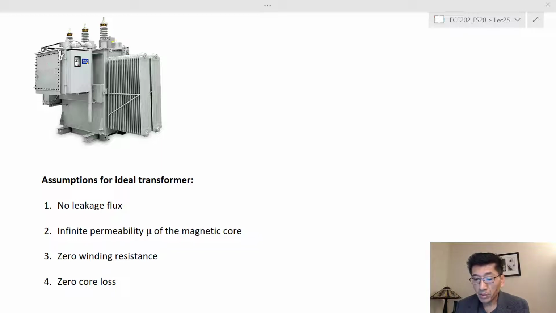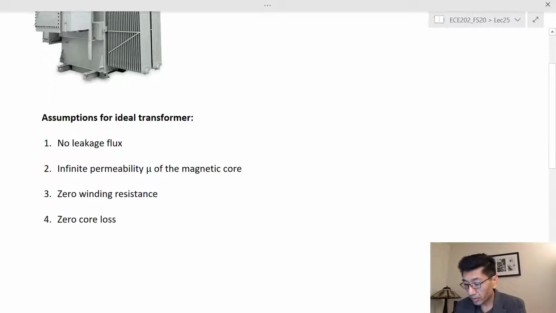The ideal transformer has four assumptions. The first one is no leakage flux. That means perfect coupling: all the flux linking the first winding, the primary winding, will also link the second winding, the secondary winding. Two is infinite permeability. The magnetic core of the transformer is a perfect magnetic conductor, which means the permeability mu is infinity. And then we have zero winding losses, no resistance, and also zero core losses. We're not counting core losses in these ideal transformers.